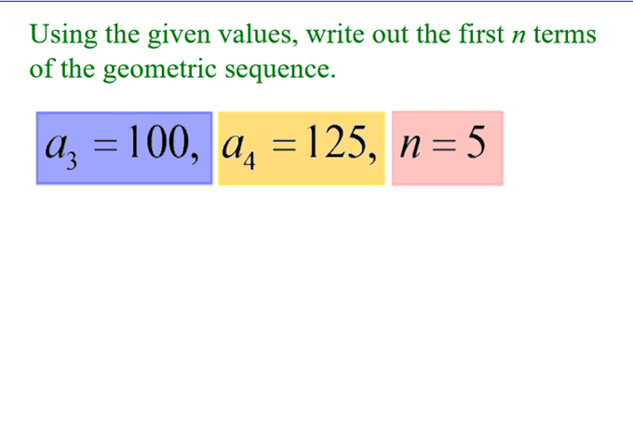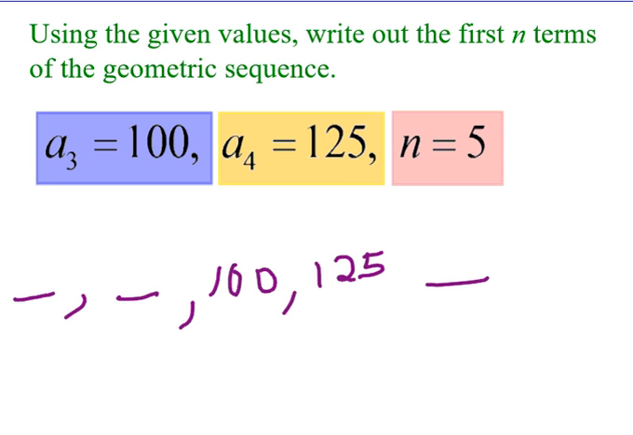Okay. So here's another slightly trickier one. I want the first 5 terms, but they haven't given me the first term. My first number I have is A3. And then the next term after that is 125. I want the first 5 terms, so I need to go one more here, and I want to go back 2 terms, because this would be my A1, this would be my A2, this would be my A3, this would be my A4, and this would be my A5.